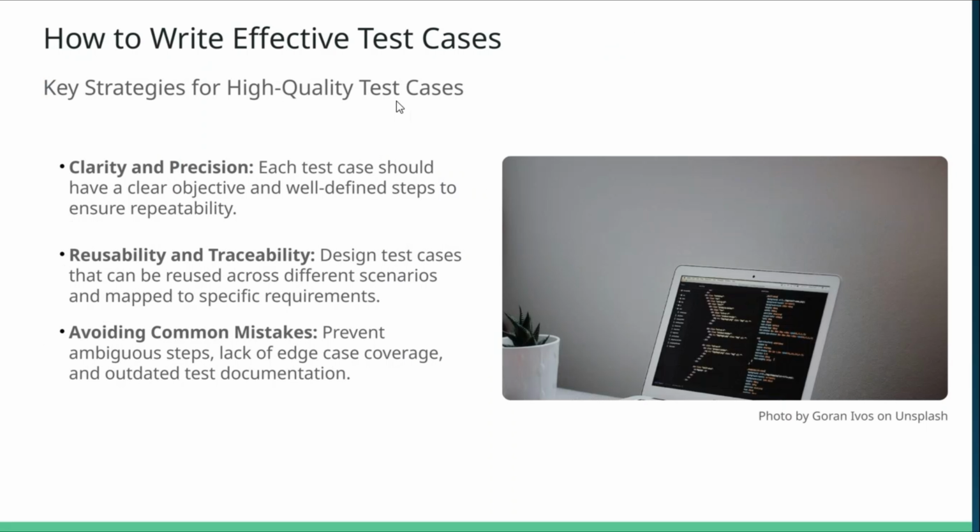First thing, the test case should be clear. What do I mean by clarity? Clarity and precision means it should not be ambiguous or vague. For example, if you write "test login feature", it doesn't mean anything. What do you test in the login feature? Your scenario could be that you are testing the login feature, but that cannot be your test case.